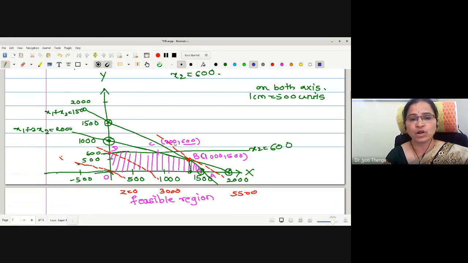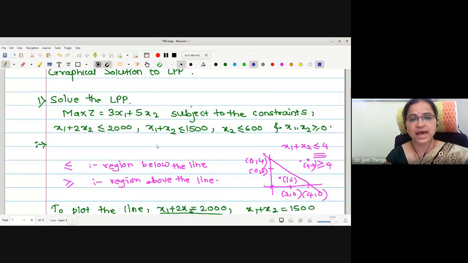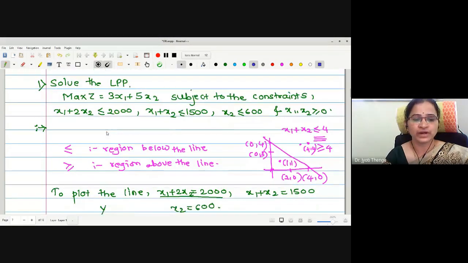After plotting all the constraint inequalities as equations, we have to find the feasible region. Feasible region means the region which is satisfied by the corresponding inequality. If the inequality is of the less-than-or-equal type, we consider the region below the line. If it is of the greater-than-or-equal type, we consider the region above the line. In this way, we find the common region satisfied by all the constraint inequalities.